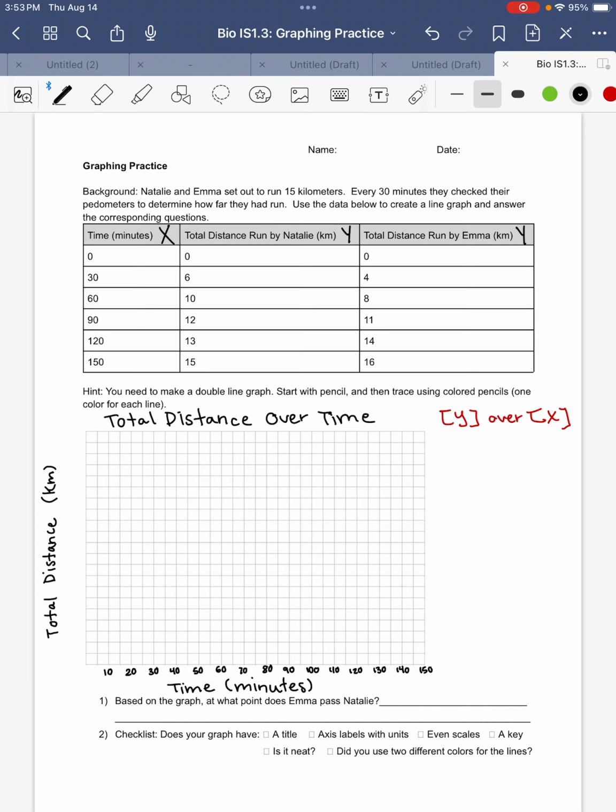Now, what's really, really important here is that I'm counting in an even interval. So I'm counting by tens, right? I can't just count by tens and then start counting by 30s because I felt like it. I have to count by tens the entire time.